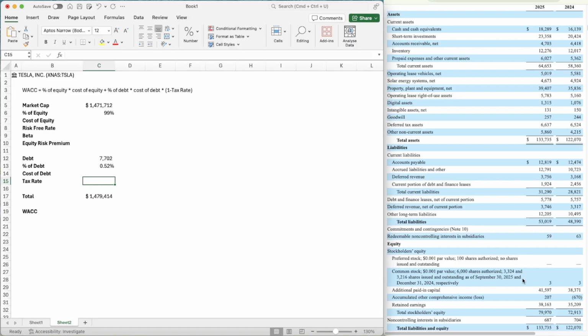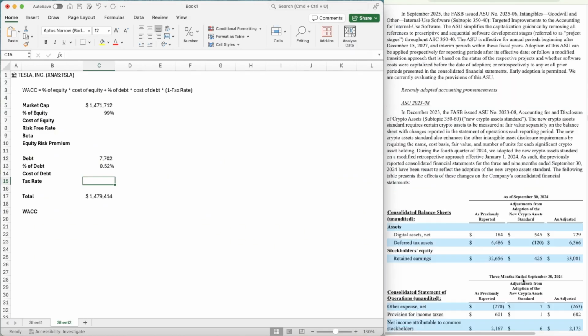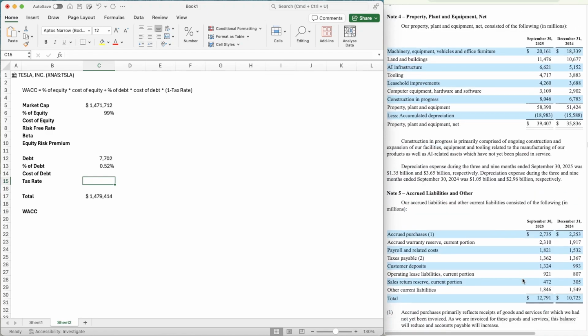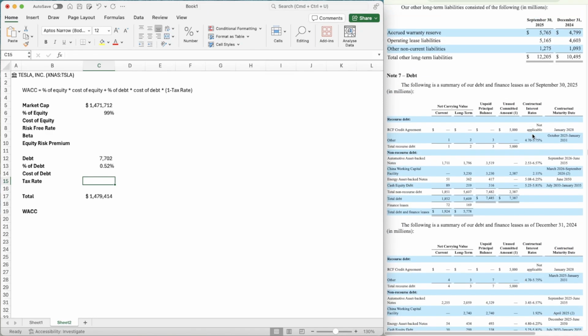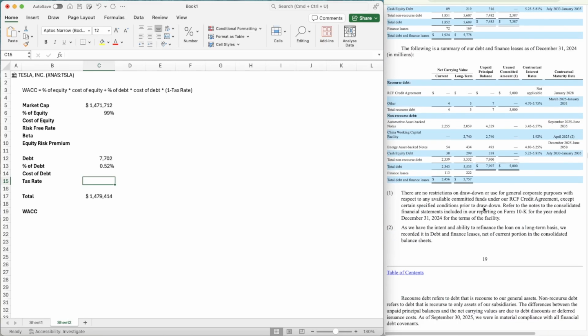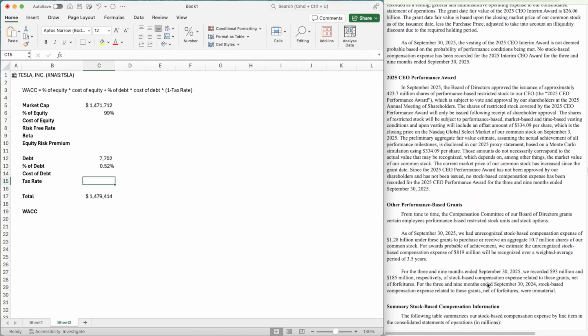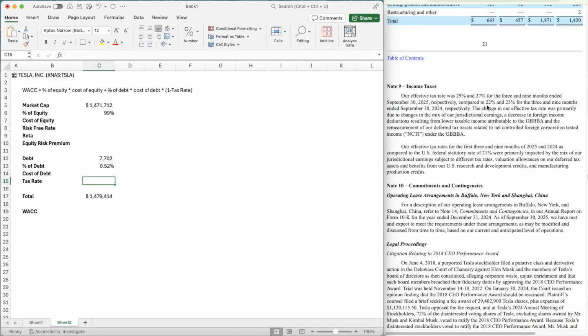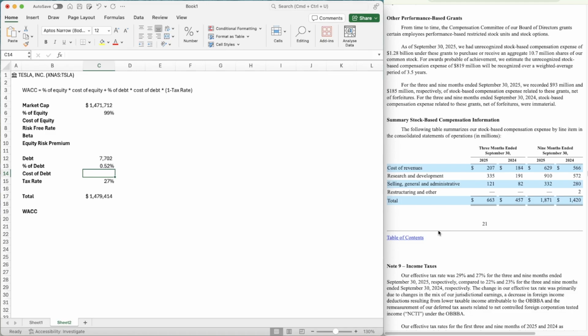The tax rate is, I saw it a few seconds ago, there is a section called income taxes on here that we can, did they give it cost? Where is it? Here we are. So 27% for the last 9 months. 27%.